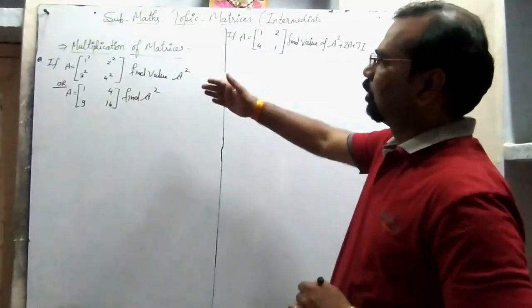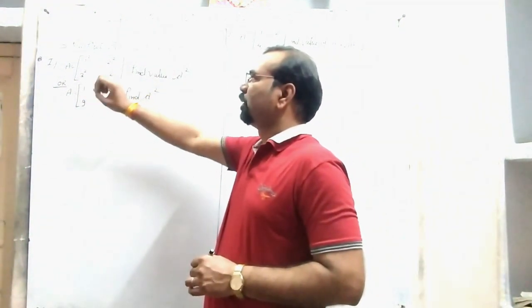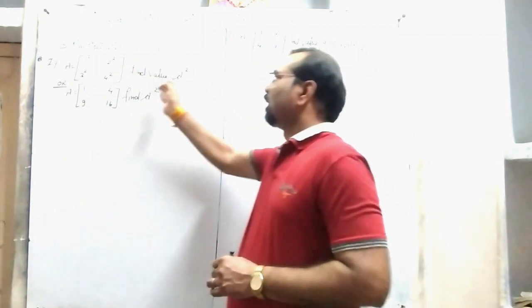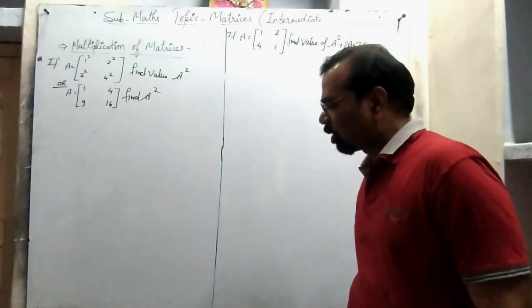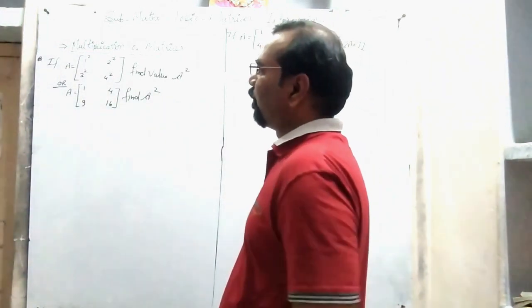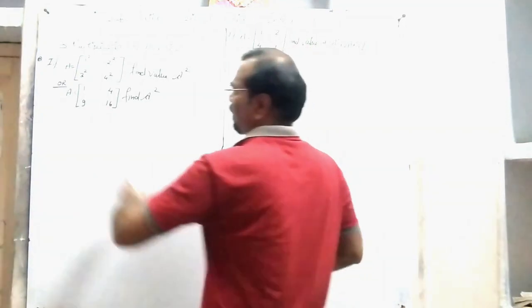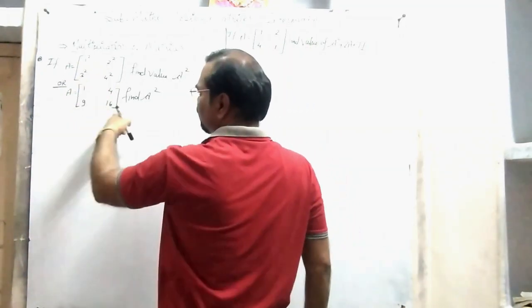Okay students, now the next question is: if matrix A is equal to 1 square, 2 square, 3 square, 4 square, then find the value of A square. And we can write it in the second form: if the value of A is 1, 4, 9, 16, then find the value of A square. Suppose 1 square, 2 square, 3 square, 4 square, you can find that value.